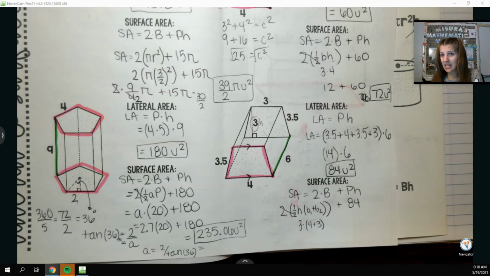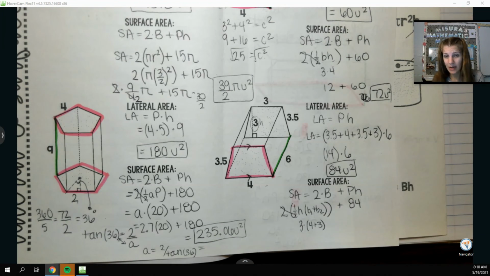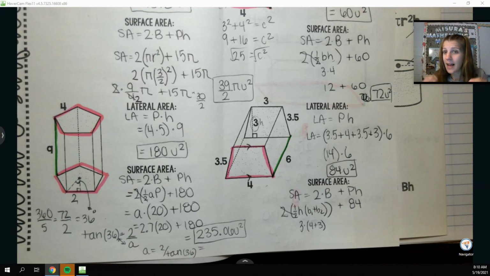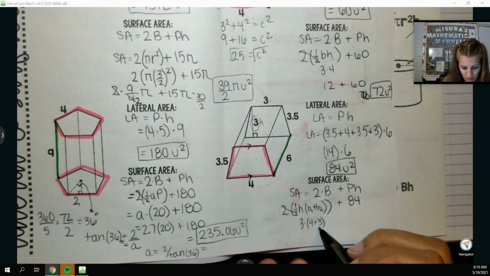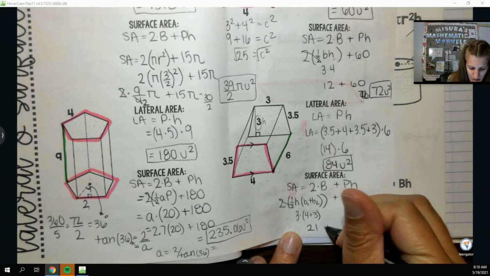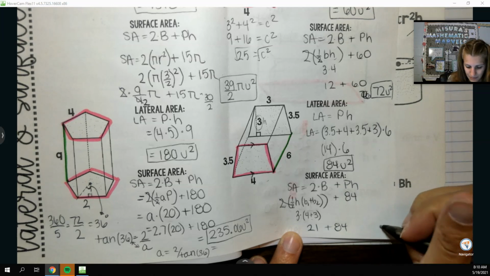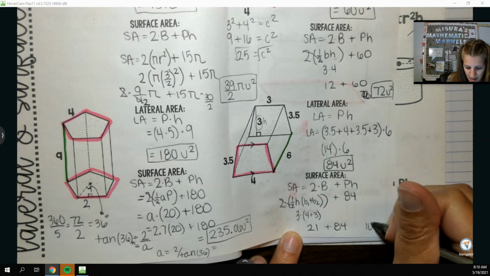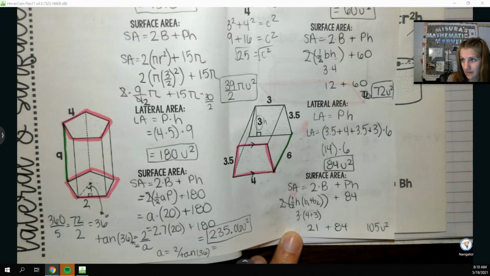So that's why finding surface area can sometimes be confusing, because you're finding lots of different heights and lots of different bases. So you really have to keep it straight. Am I finding the height of the base or the height of the prism? And those things are different. So we're going to get 7 times 3 for 21 plus 84 for a total area of 105 units squared.